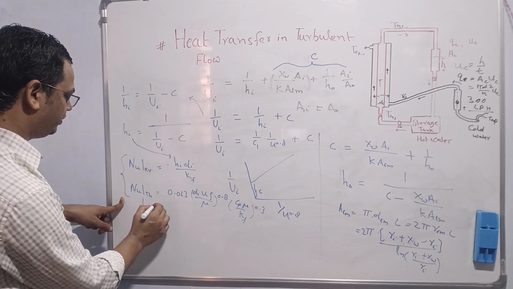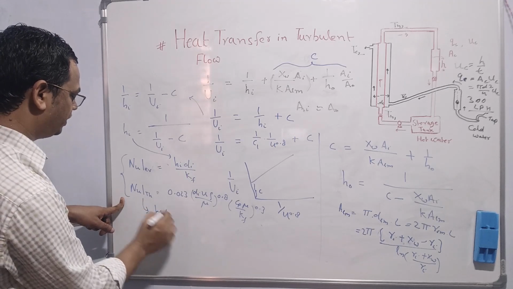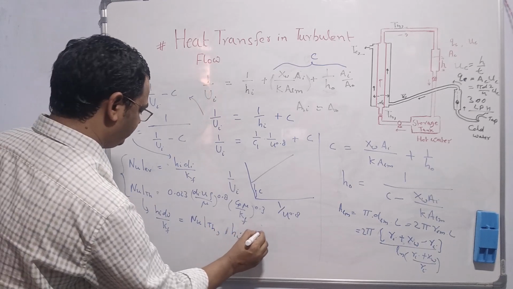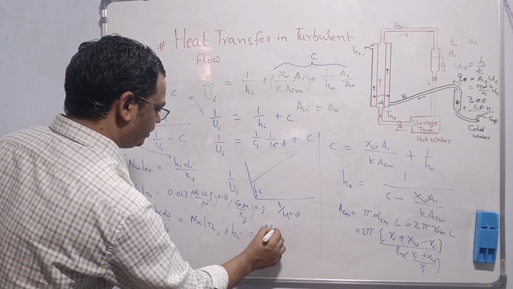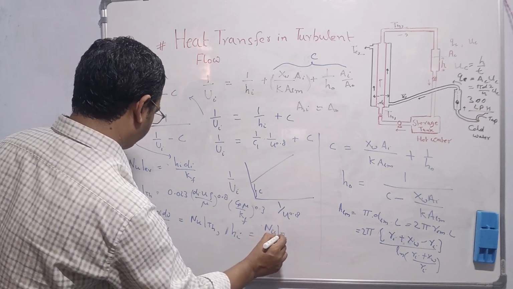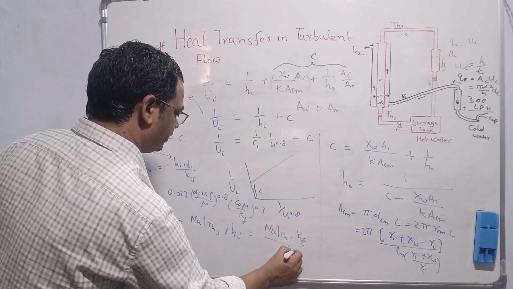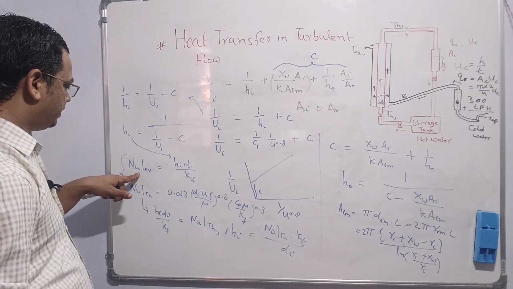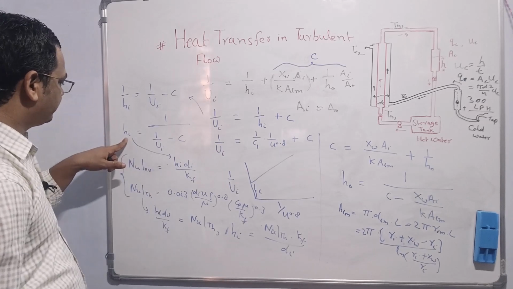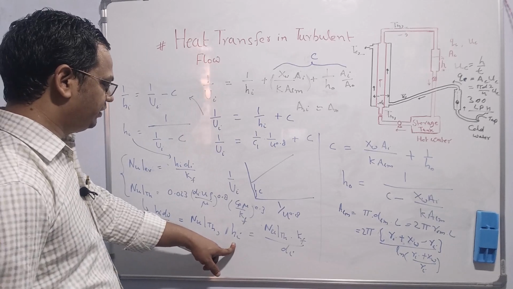So this one is equal to, we can write, hi Di by Kf. And from here we can find hi. hi is equal to the theoretical Nusselt number into Kf by Di. So both we can compare: Nusselt number from the experiment, Nusselt number from the empirical equation, heat transfer coefficient from the experiment, heat transfer coefficient from the empirical equation.